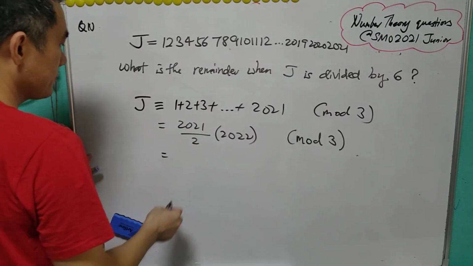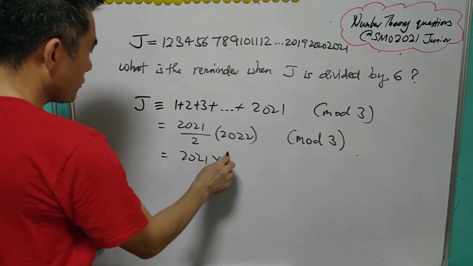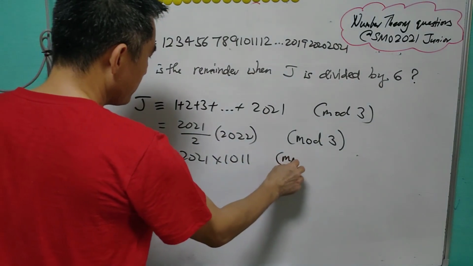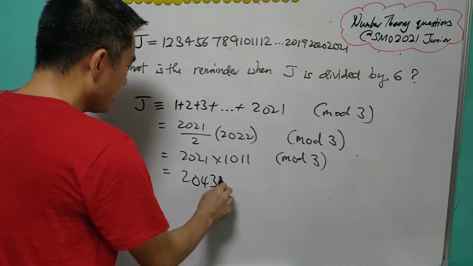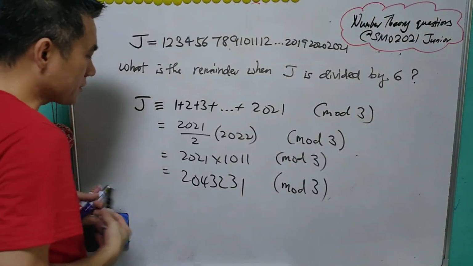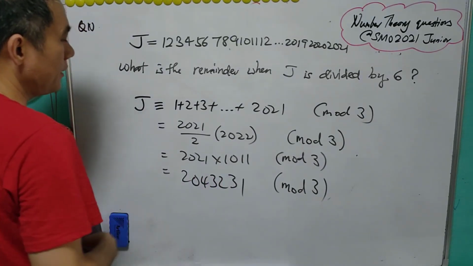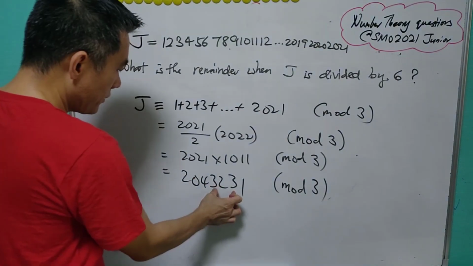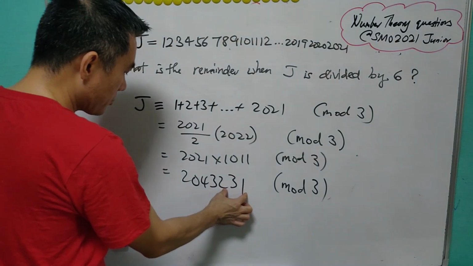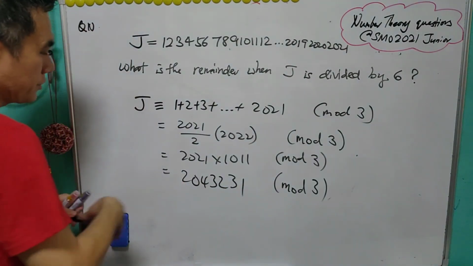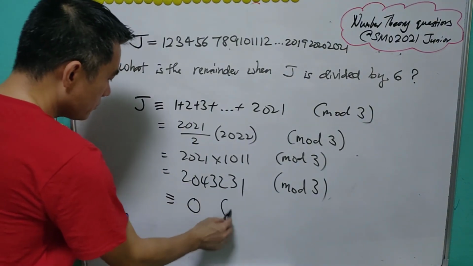And this is 2021 times 1011 mod 3. It is 2043231. If we take the sum of the digits, again it is divisible by 3. Each of these is divisible by 3: 2 plus 1 is divisible by 3, 2 plus 4 is divisible by 3. So this is congruent to 0 mod 3.